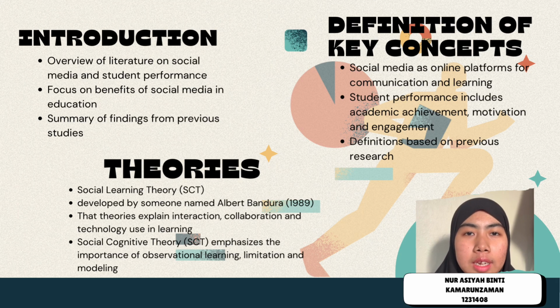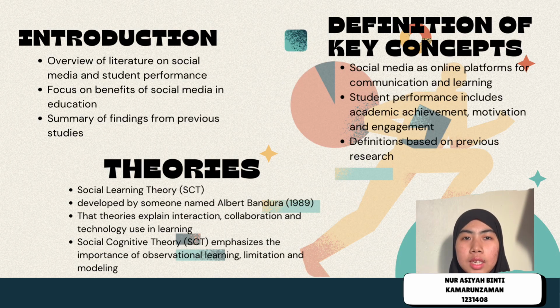Chapter 2 looks at the literature review on the benefit of using social media on student performance. This chapter provides an overview of the findings of past studies related to the topic of the study. In this study, social media refers to online platforms used by students to communicate, share information, and support learning. Meanwhile, student performance refers to students' academic achievement, motivation, and engagement in the learning process.